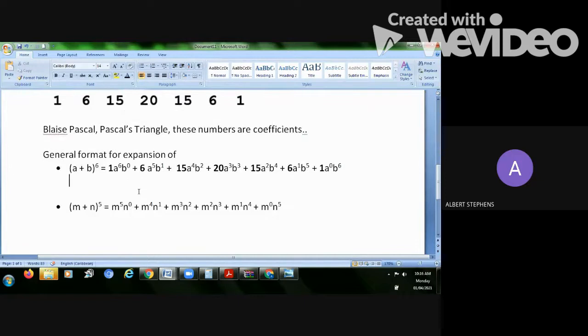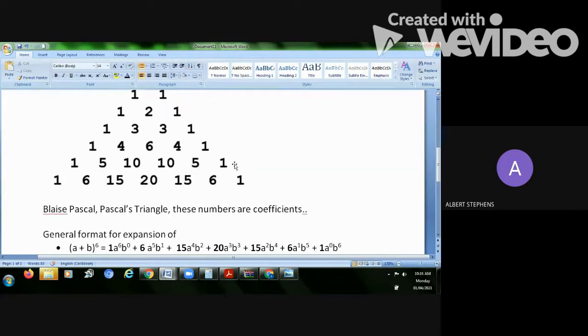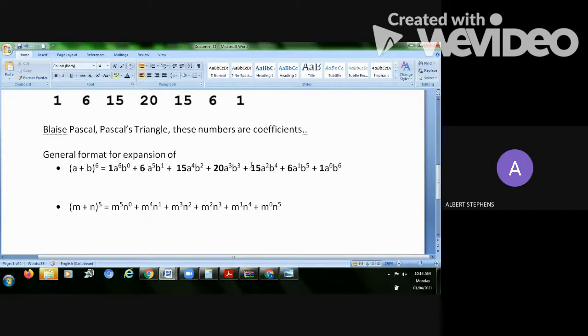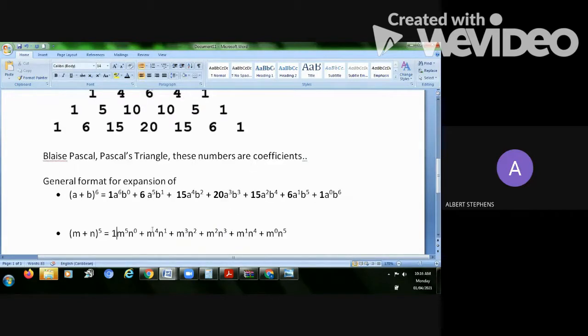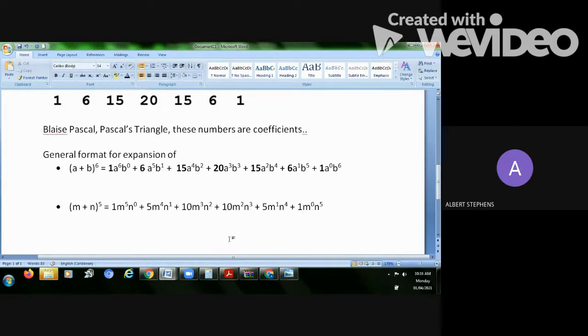Okay, so for this one, to the 5th, which one are we going to use? We're going to use the second to last one, not true? So we have 1, 5, 10, 10, 5, 1. All right. Everybody following? Yes, sir. All right.